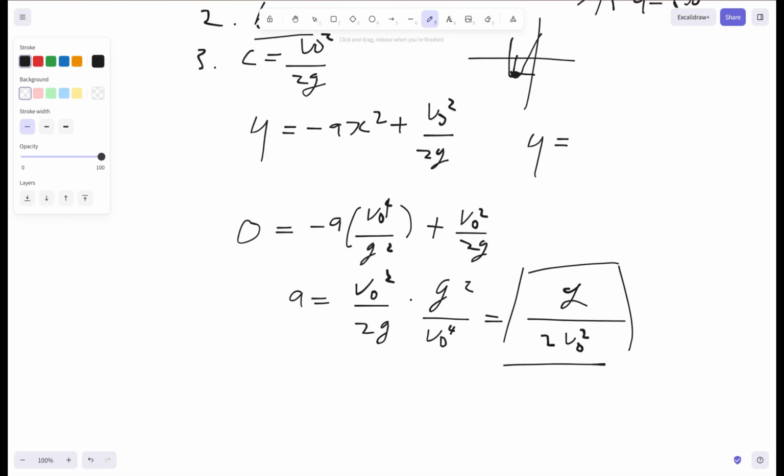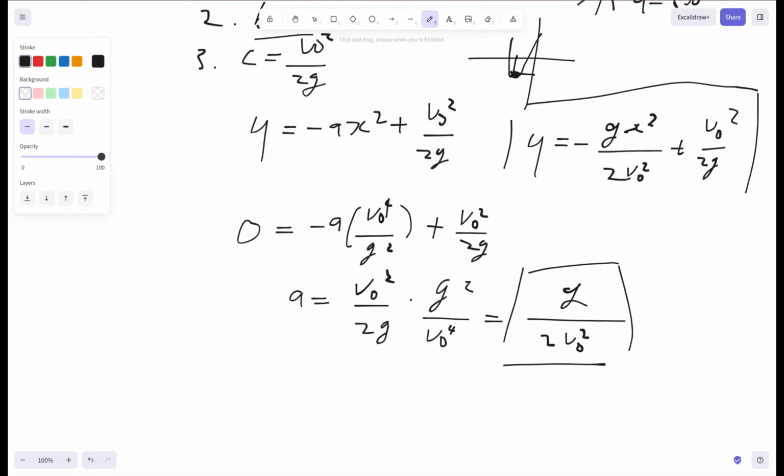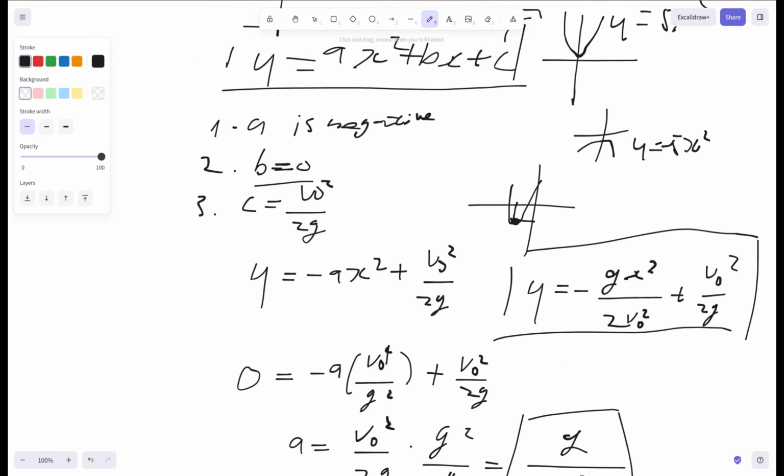y equals negative g x squared all over 2 v0 squared plus v0 squared over 2g. And that is our final answer. See, this method really works. It is a shorter way to solve the Calda question. And overall, it's a pretty cool method.